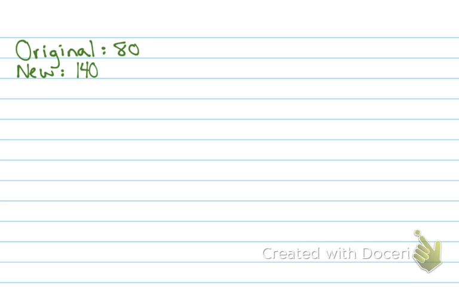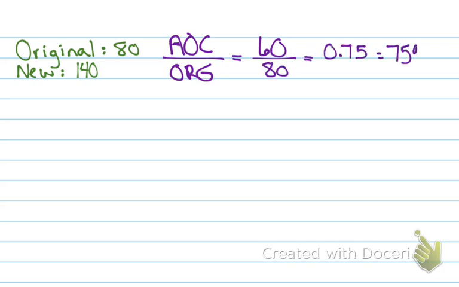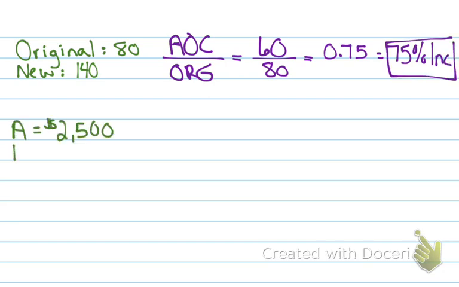Okay, what is the formula for percent of change? AOC over ORG. What does ORG stand for? AOC is amount of change. ORG is the original amount. So subtract the two numbers to get 60, and then what do you divide by? 80. That gives 75%. Is it an increase or decrease? Well, how do you know? Because I went from 80 to 140. Original to new, it went up. It's an increase.